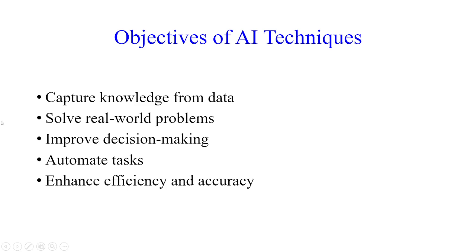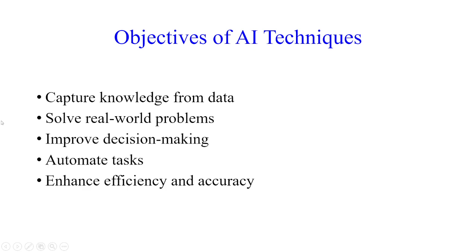Fourth one is automating tasks. Sometimes repetitive and time consuming tasks can be done by AI systems in an efficient way, so that the effort of the human is reduced and the error is also reduced. For example, tasks like sorting emails, scanning documents, or monitoring factory machines are all automated using AI.